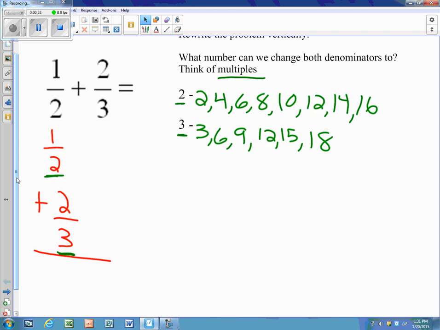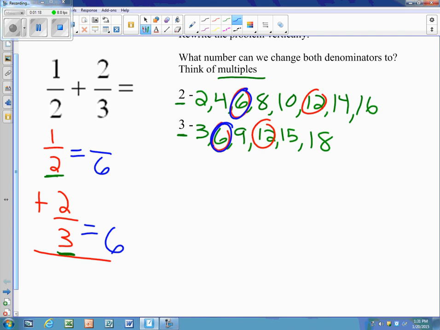Now we're going to look at that list. And we're going to find any number that is listed on both lists. So we have 6s listed on both lists. We have 12s listed on both lists. And now we want to take the least common one, so the smallest number that's on both lists. And in this case, it's the 6. This 6 will be our new denominator.